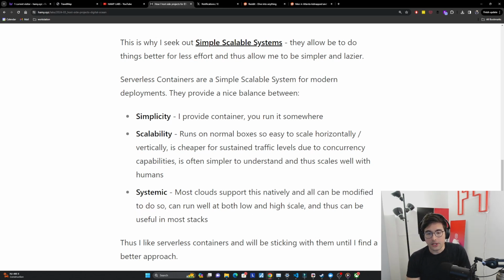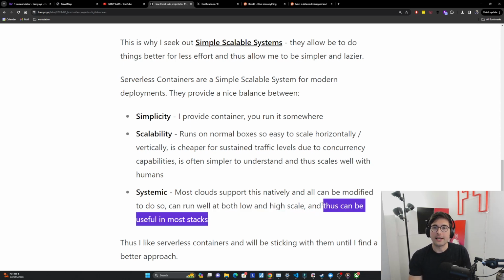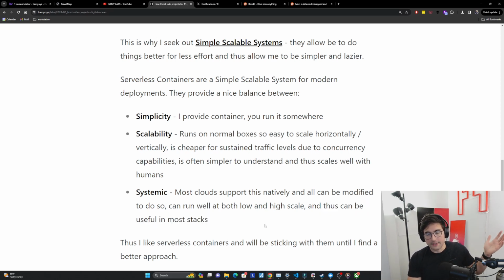And this works both at low and high scale. If I have 1 box, I can do this. If I have 100 boxes, I can do this by building a bash script or something. And because it's just a container and you can run anything in containers, it really works for basically any kind of stack or operation that you're trying to run. And so this makes it systemic and reproducible. And that's good because you can learn how to do this well, and you can basically use it to power most of the things you're trying to do. And so, these are the reasons why I like serverless containers, why I bias towards things that make this very easy. And I'll probably be sticking with this until I find a better approach somewhere down the road.